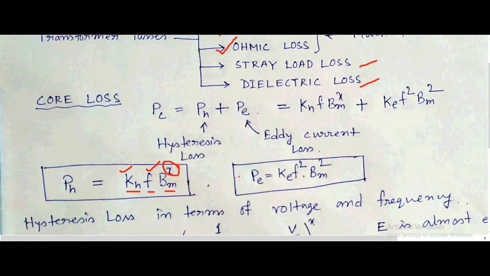So x equals the Steinmetz constant. P_E is denoted as eddy current loss, and eddy current loss equals K_E f squared B_m squared. K_E is a proportionality constant and it depends on the resistivity of the core material and the thickness of the lamination. F is the alternating flux frequency, and B_m is the maximum flux density.